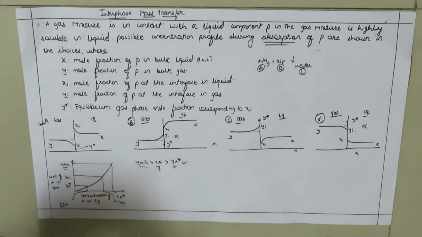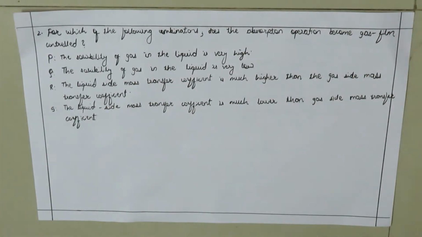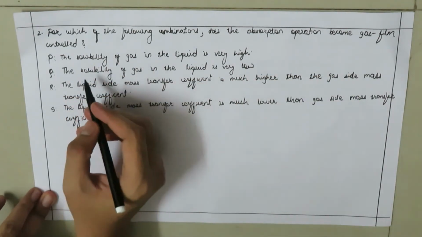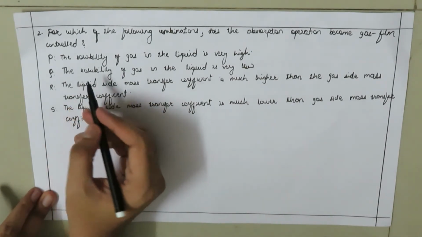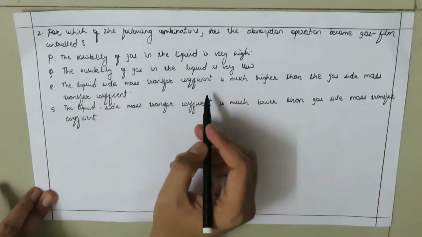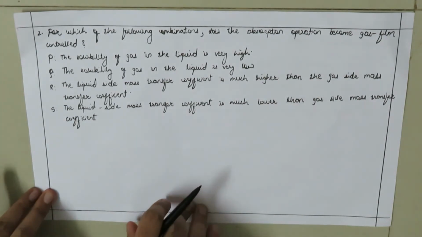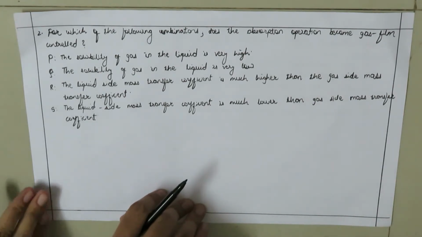Let's take another example. And here we have our next example. For which of the following combinations does the absorption operation become gas film controlled? And the options are, P: the solubility of the gas in the liquid is very high. Q: the solubility of the gas in the liquid is very low. R: the liquid side mass transfer coefficient is much higher than the gas side mass transfer coefficient. And S: the liquid side mass transfer coefficient is much lower than the gas side mass transfer coefficient.